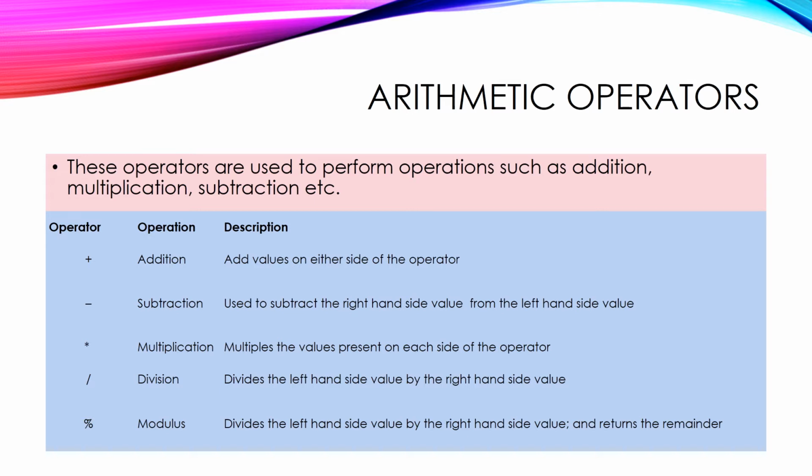Multiplication multiplies the values present on each side of the operator. Slash divides the left side value by the right side value. Modulus, or percentage sign, divides the left hand side value by the right hand side value and returns the remainder.